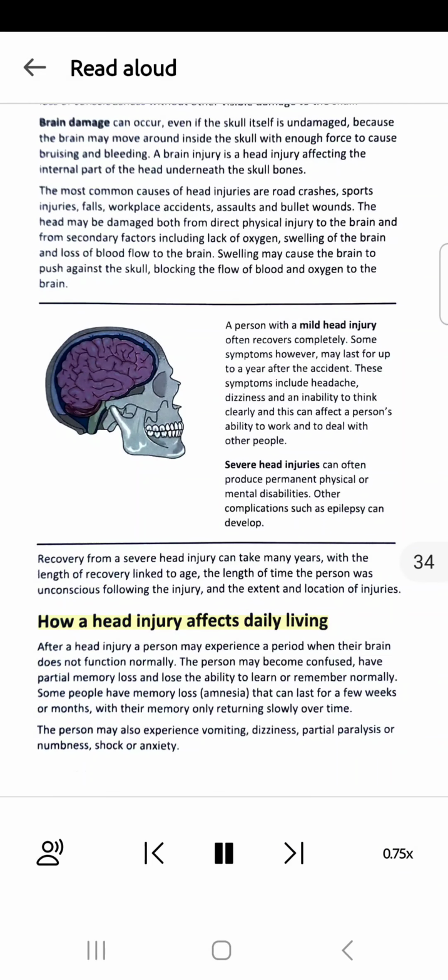How a head injury affects daily living. After a head injury, a person may experience a period when their brain does not function normally. The person may become confused, have partial memory loss and lose the ability to learn or remember normally. Some people have memory loss, amnesia, that can last for a few weeks or months, with their memory only returning slowly over time. The person may also experience vomiting, dizziness, partial paralysis or numbness, shock or anxiety.